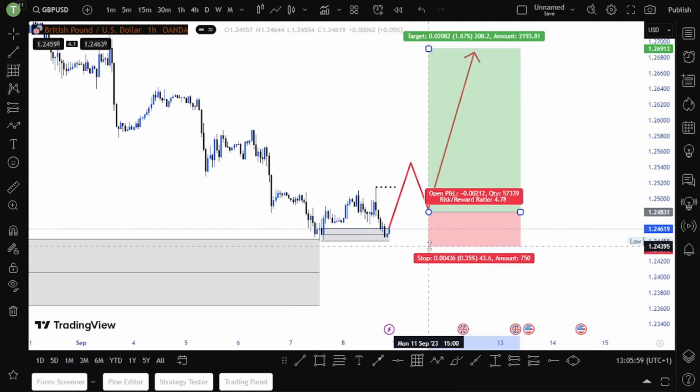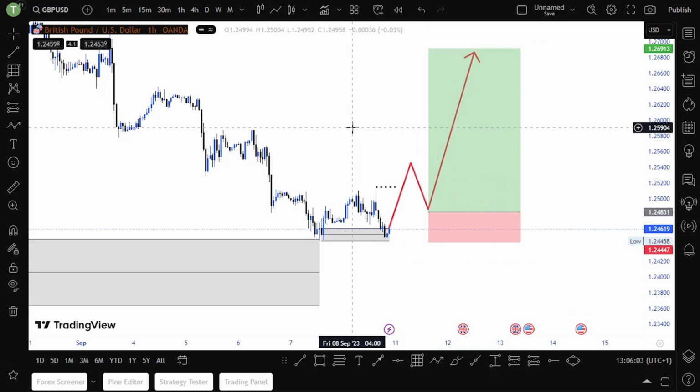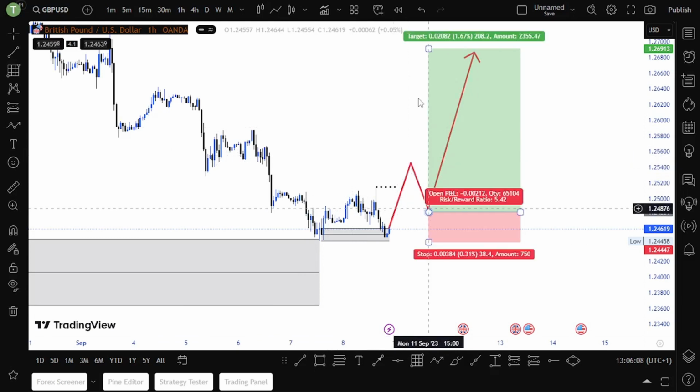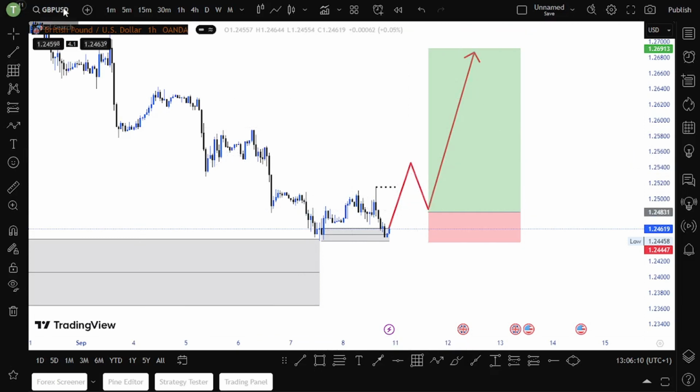And my stop loss will just be below here. A 1 to 5 risk reward ratio, guys. So what I will be waiting for now is just a break of structure to the upside and a retest, and then I will buy. That is my view on GBP USD, guys.